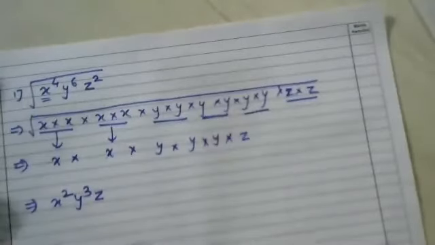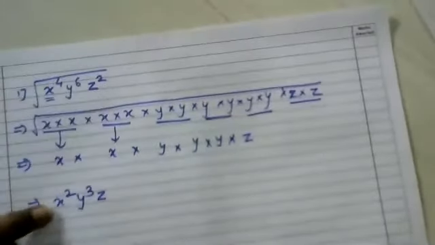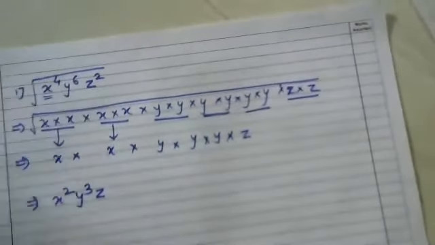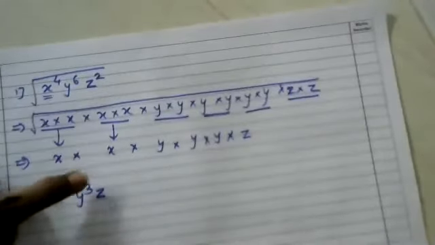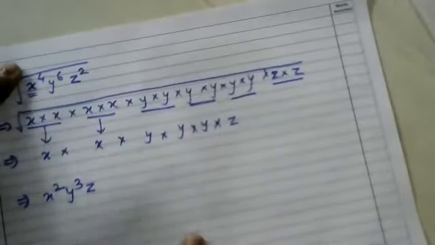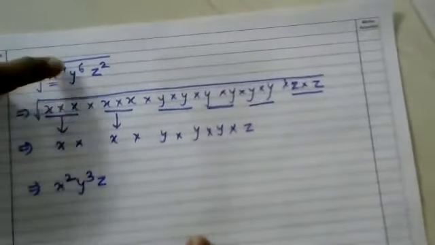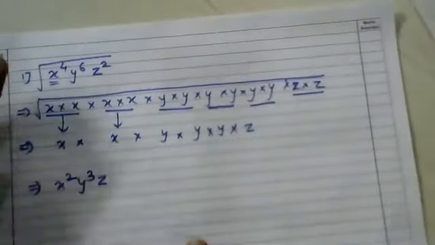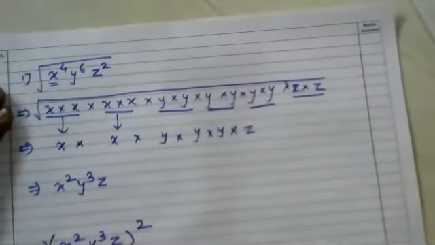You can also directly calculate it. How? If you see carefully, the power of each variable gets halved. Here x raised to 4 was there, in the square root it became x raised to 2. Y raised to 6 was there, it became y cube. Z square was there, it became z. Right? Means whenever we are finding the square root of variable terms, the power of such variable terms is just going to be half. That's it.